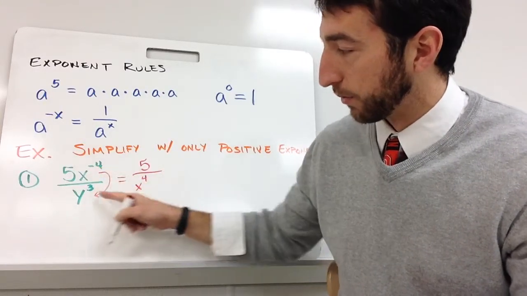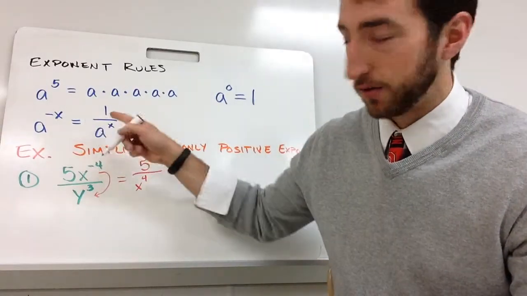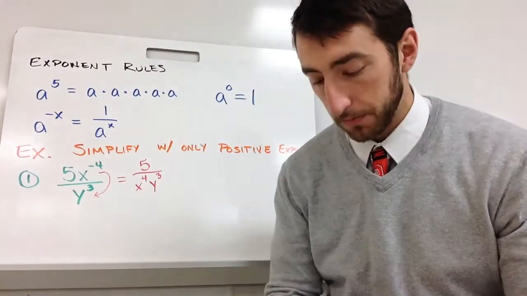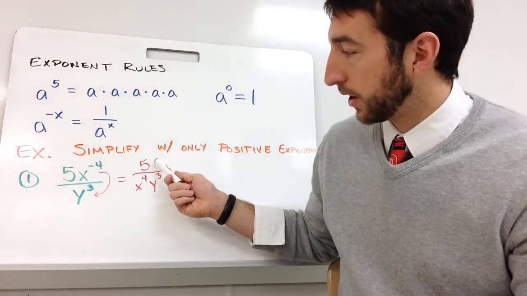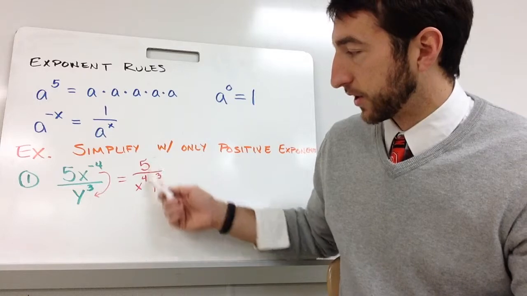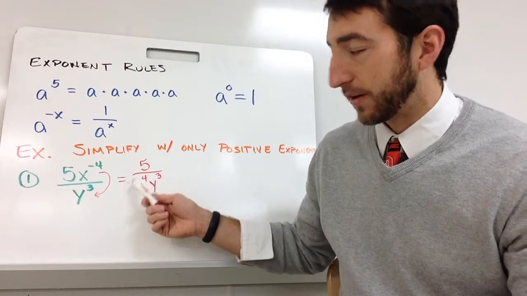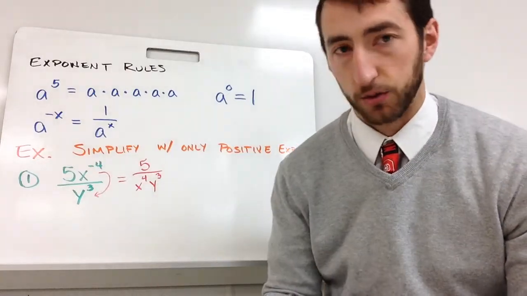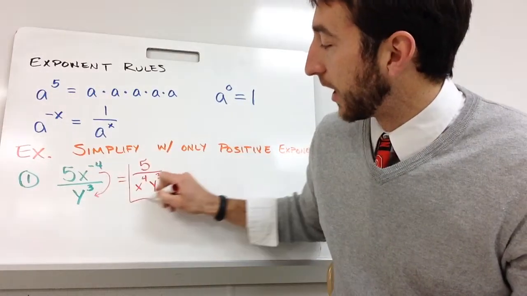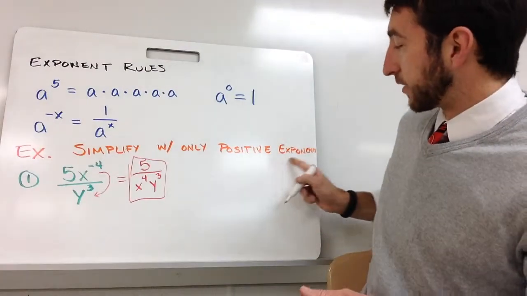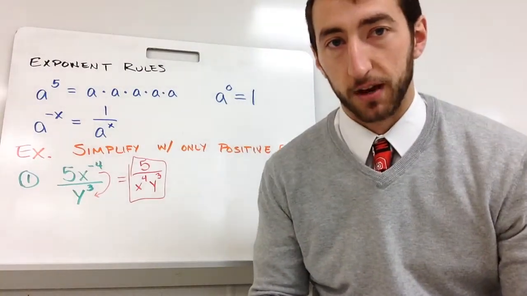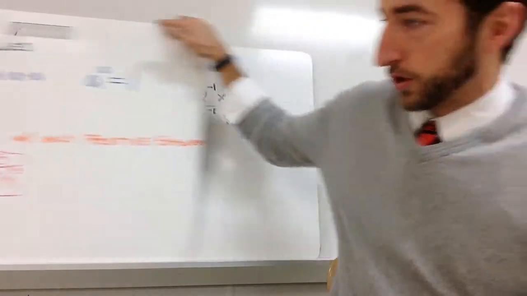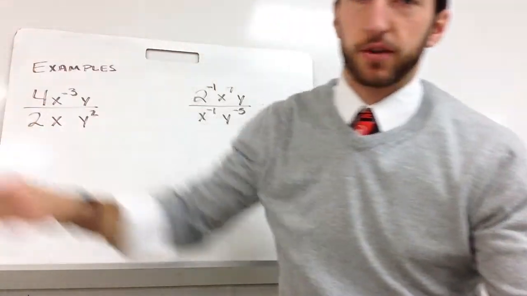Remember, whenever we move it down, it becomes positive, just like in our rule up here, and then we have times y to the 3rd. Now if you notice, there's nothing else we can simplify. There's no 5 down here that we can divide out, and there's no x's or y's that we can divide out. So this is completely simplified. We've got it down to its positive exponents, and that would be that for that example. We've got 4 more examples we're going to work through. They're going to get progressively harder.